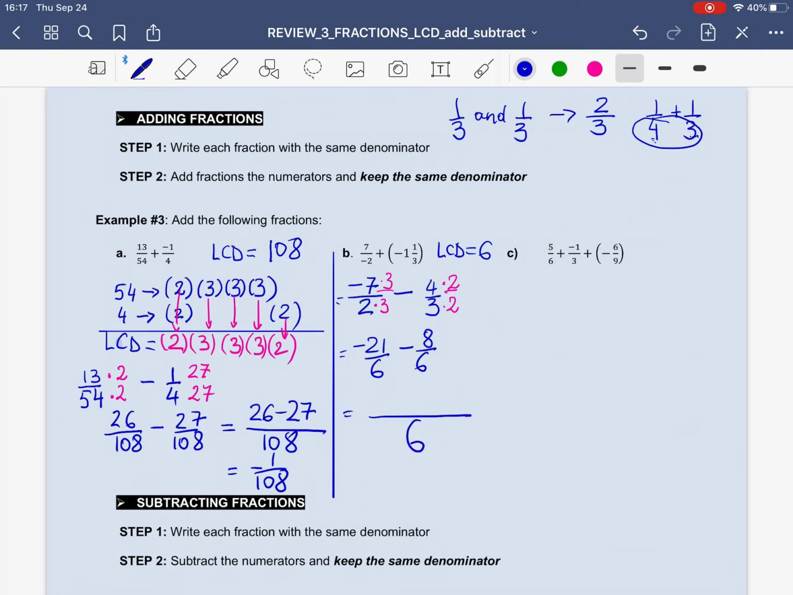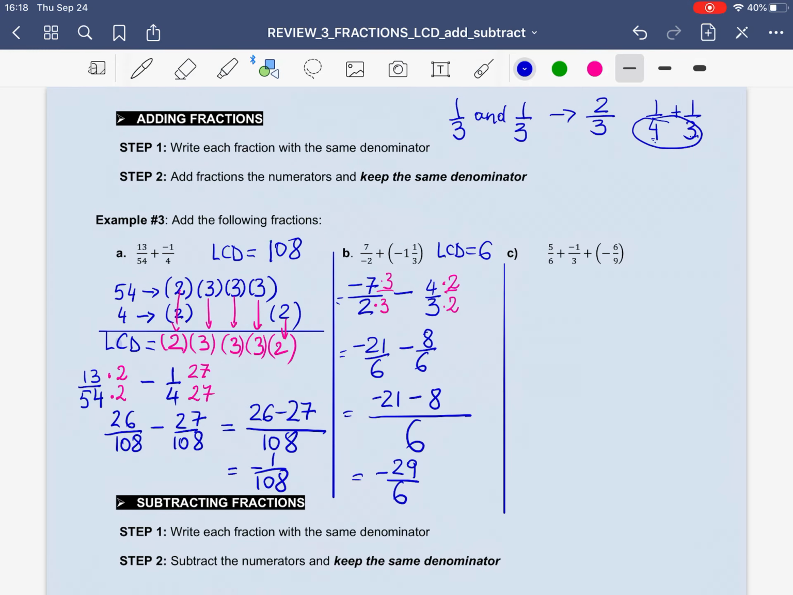We keep the denominator the same, 6, and we work out the numerators, negative 21 minus 8. That's negative 29 over 6. You don't want to reduce this because you can't, because 29 is a prime number.